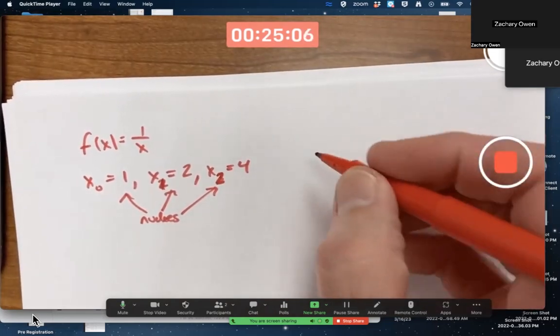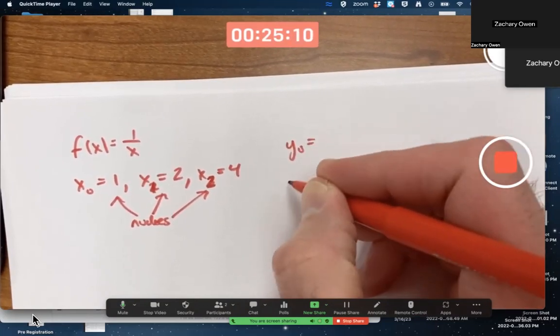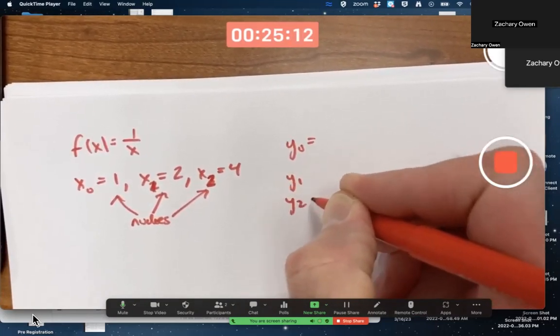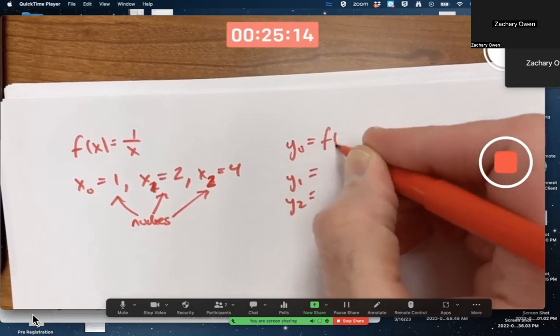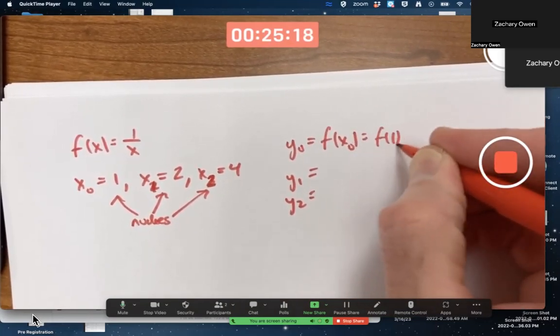Now, what are the function values at those nodes? You could call those y0, y1, and y2. y0 is f of x0, is f of 1, is 1.